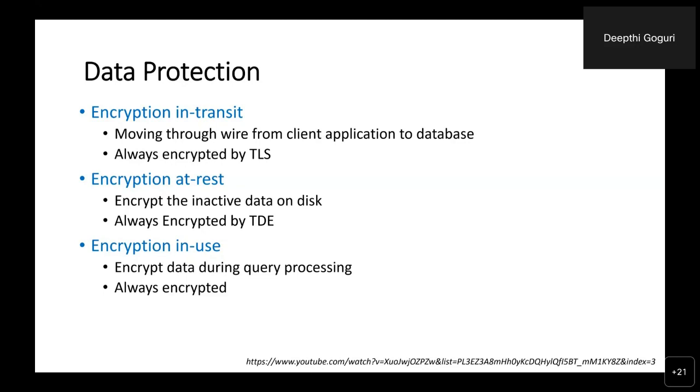The third option is encryption in use. So we talked about data moving from database to application, application to database, and data files on the drives. But what about the data protection while it is being processed within the SQL engine? That's when encryption in use comes into place. There is a technology known as data enclave, which will make sure your data is being encrypted while it is being processed.